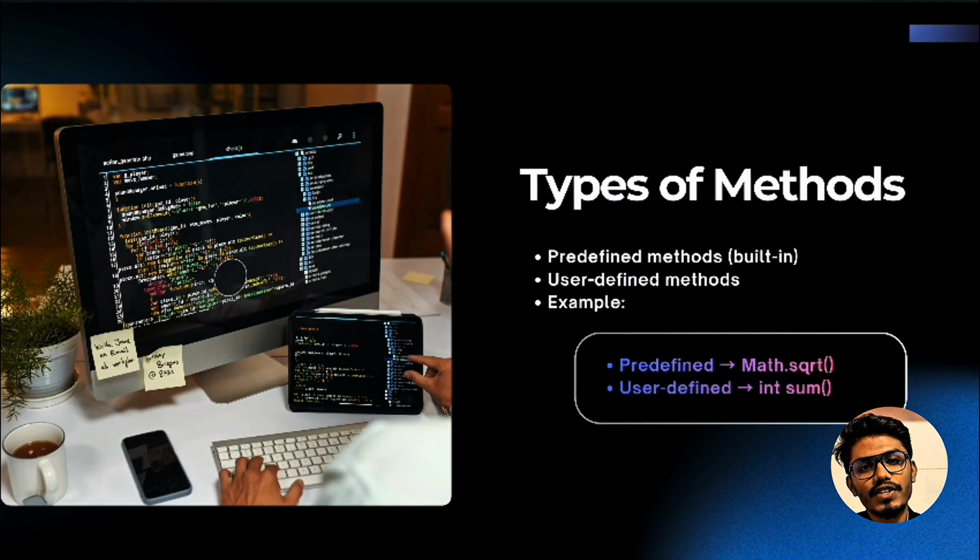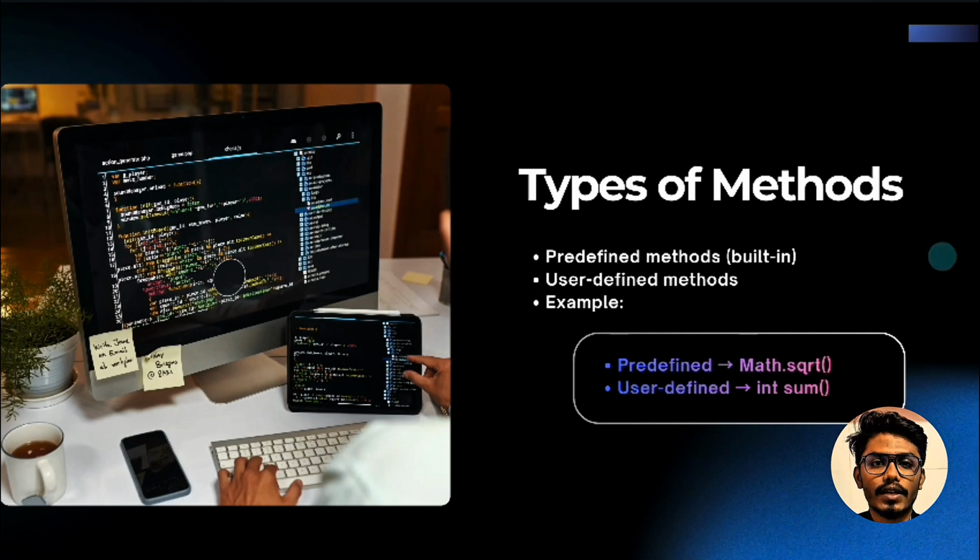In Java, there are different types of methods. First, we have predefined methods, which are already available in Java, like System.out.println or Math.sqrt. Next, we have user-defined methods, which are created by programmers. We also have static methods, which can be called without creating an object, and instance methods, which require an object to run. Lastly, methods can be void if they don't return a value, or return methods if they send back a value. These types help us organize how and when methods should be used.